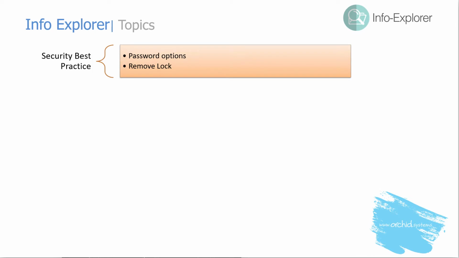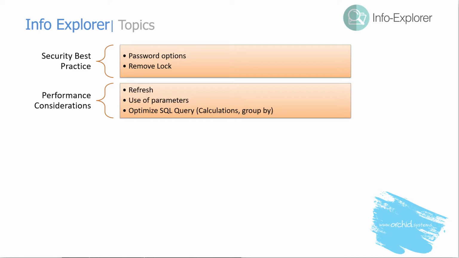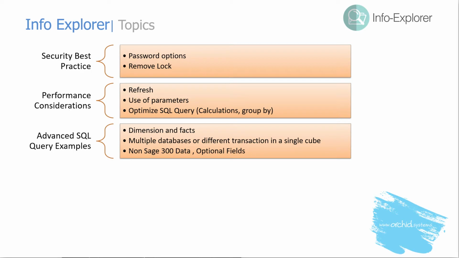This training will cover security best practices, the different password options, how to remove the lock, performance considerations in terms of refreshing the cubes, using parameters to filter rows, optimizing the queries, including calculations and group by, looking at formulas. Some advanced SQL query examples, looking at dimension and facts, looking at using union all to display multiple databases and different transaction types in a single cube, looking at non-Sage 300 data as well as optional fields.